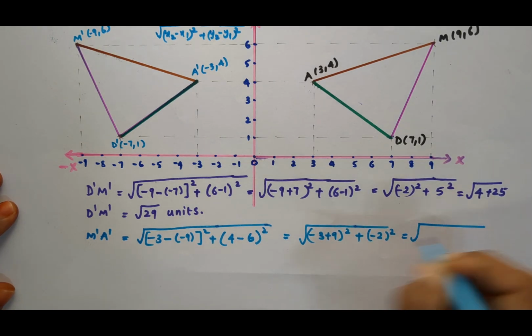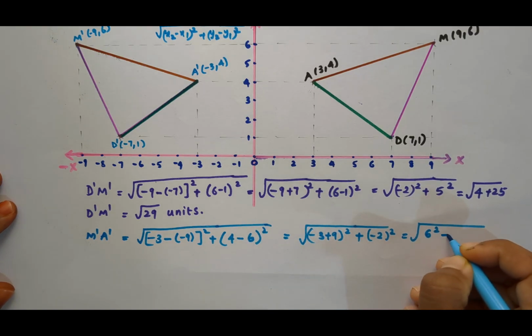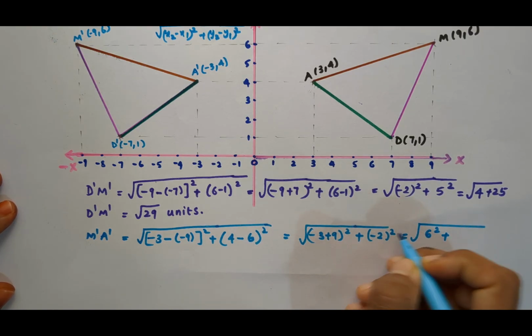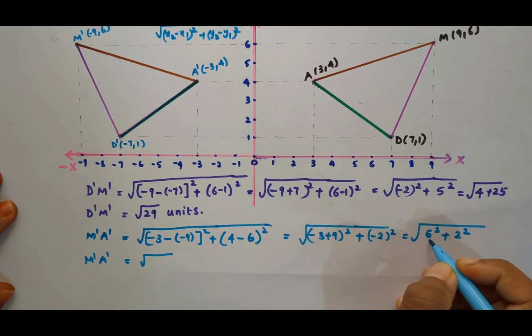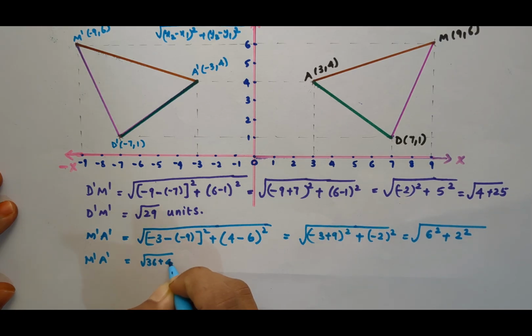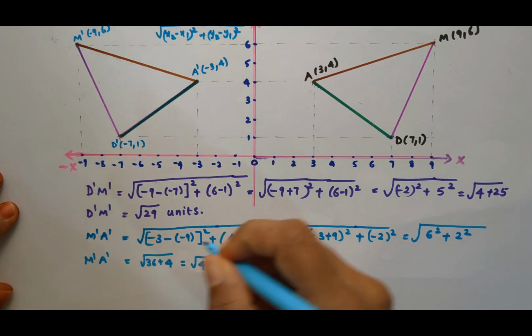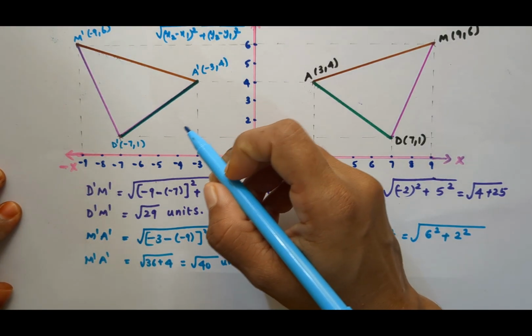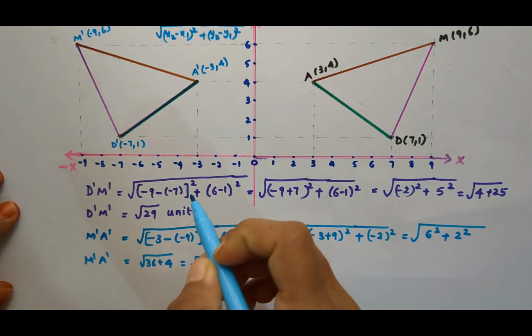So this will be equal to square root of minus 3 plus 9 is plus 6, so 6 square plus minus 2 all square, minus square is plus, so 2 square. Okay, so we can write M dash A dash equals square root of 6 square is 36, plus 2 square that is 4. So we will get it as square root of 40 units. Similarly, you can find out the length of this side D dash A dash by using the same theorem.